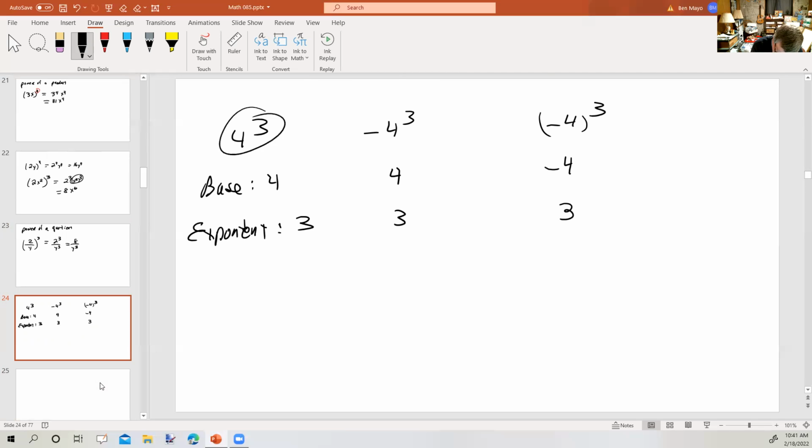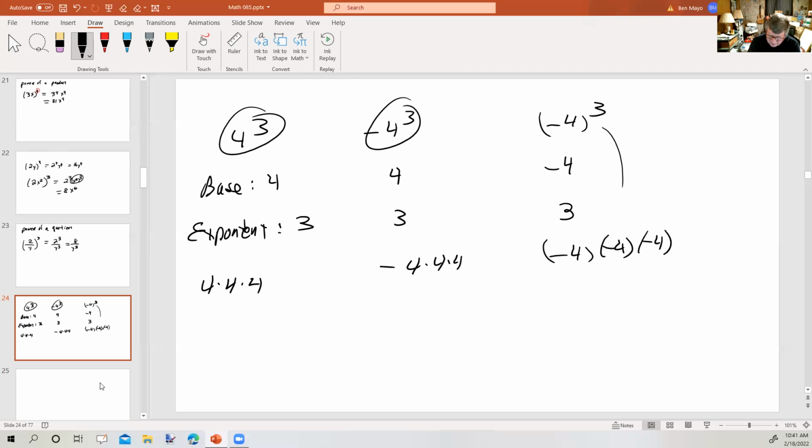Keep in mind, here we have 4 times 4 times 4. Here we have 4 times 4 times 4 with a negative sign in front. And here we have negative 4 times negative 4 times negative 4.